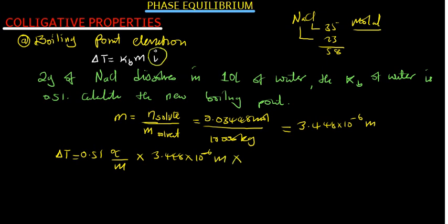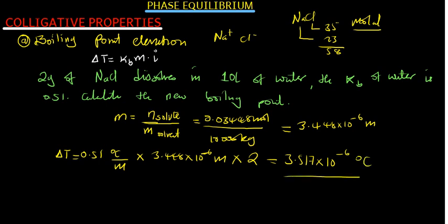Now the Van't Hoff constant, this is for sodium chloride. When sodium chloride dissociates, it forms a sodium ion and a chloride ion. These are two. So we are going to multiply this value by 2. So multiply that by 0.51 and then by 2. That will be 3.517 multiplied by 10 to the power negative 6 degrees Celsius. So this is the change in temperature.